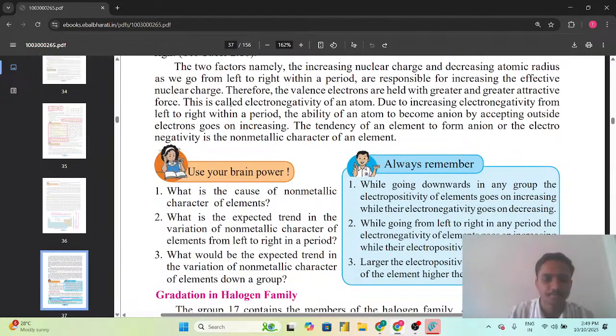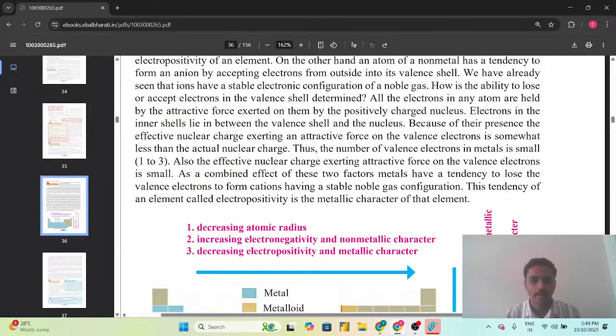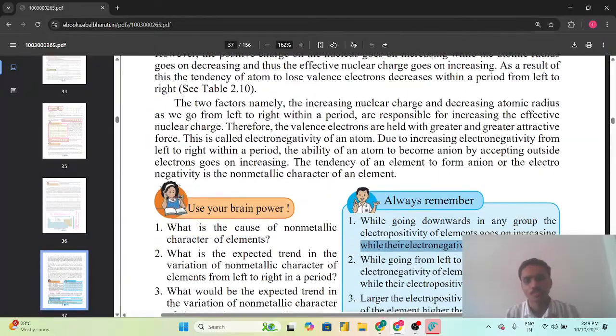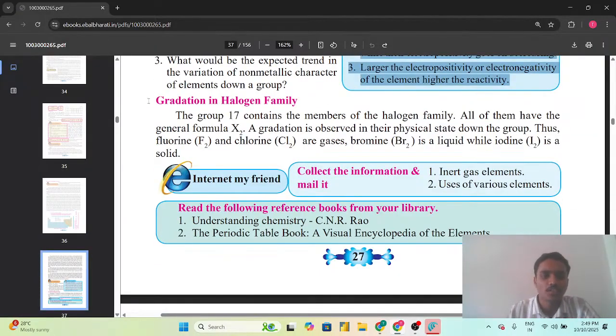So always remember, going down in the group, the electropositivity of the elements goes on increasing while their electronegativity goes on decreasing. These are the points we have seen in this diagram, given in the always remember section. Now, gradation in the halogen family. This is again one important point which we are going to see.